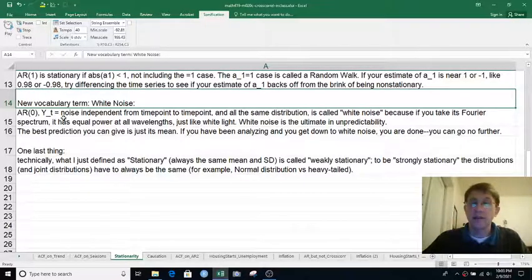White noise is the ultimate in unpredictability. The best prediction you can give is just its mean. If you've been analyzing and you get down to white noise, you're done. You can go no further.